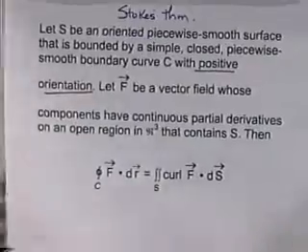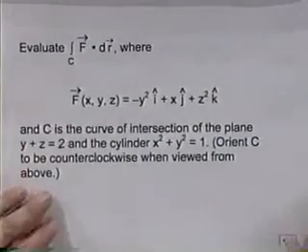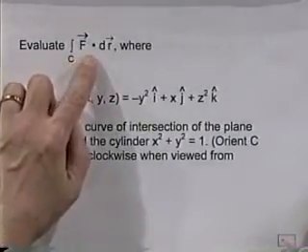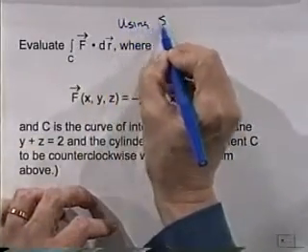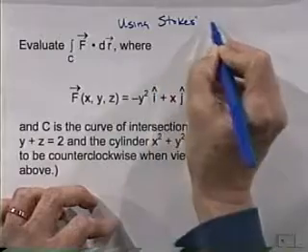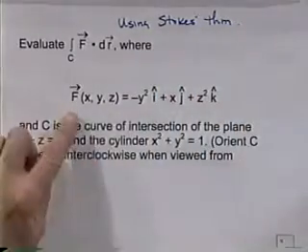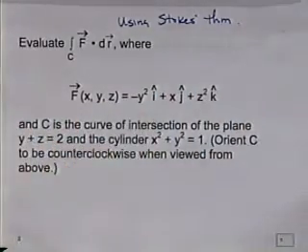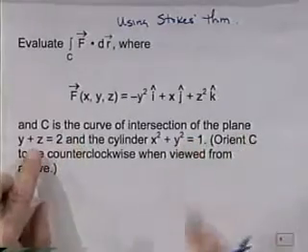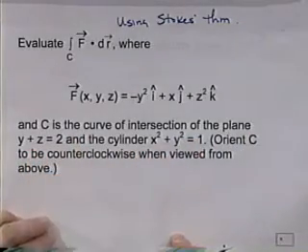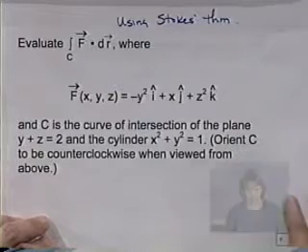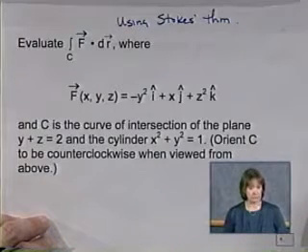All right, so first example that we want to do today. It says evaluate the integral of f dot dr, and it should say using Stokes' theorem, where f is the function minus y squared i plus x j plus z squared k, where C is the curve of intersection of the plane y plus z equals 2, and the cylinder x squared plus y squared equals 1. It says orient C to be counterclockwise when viewed from above.